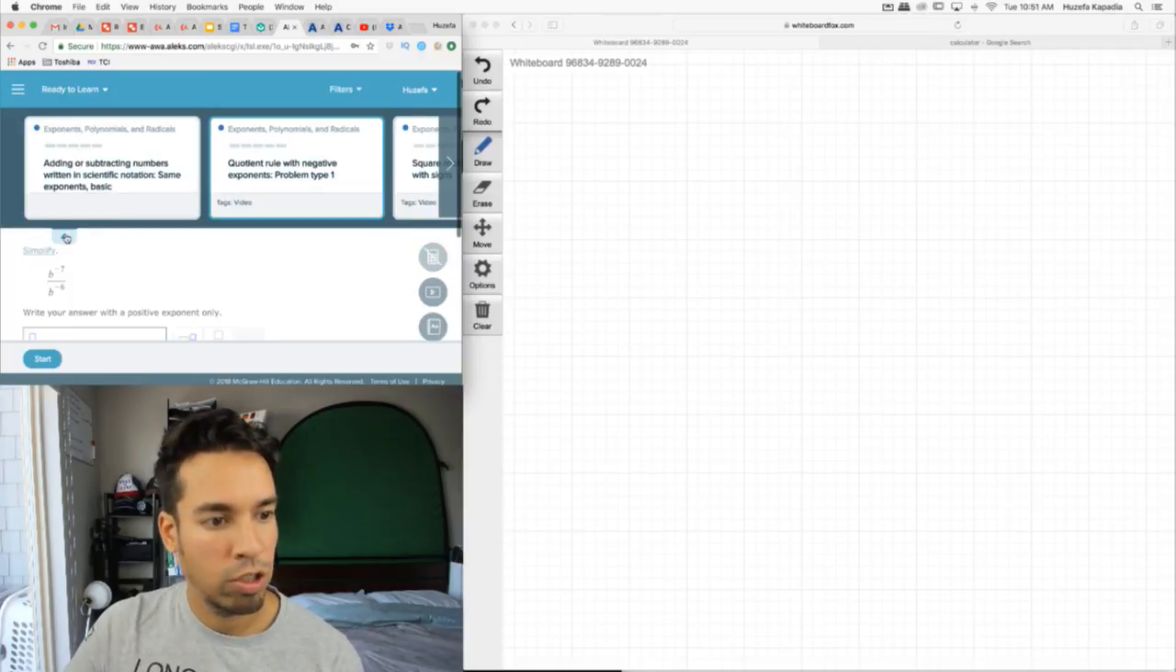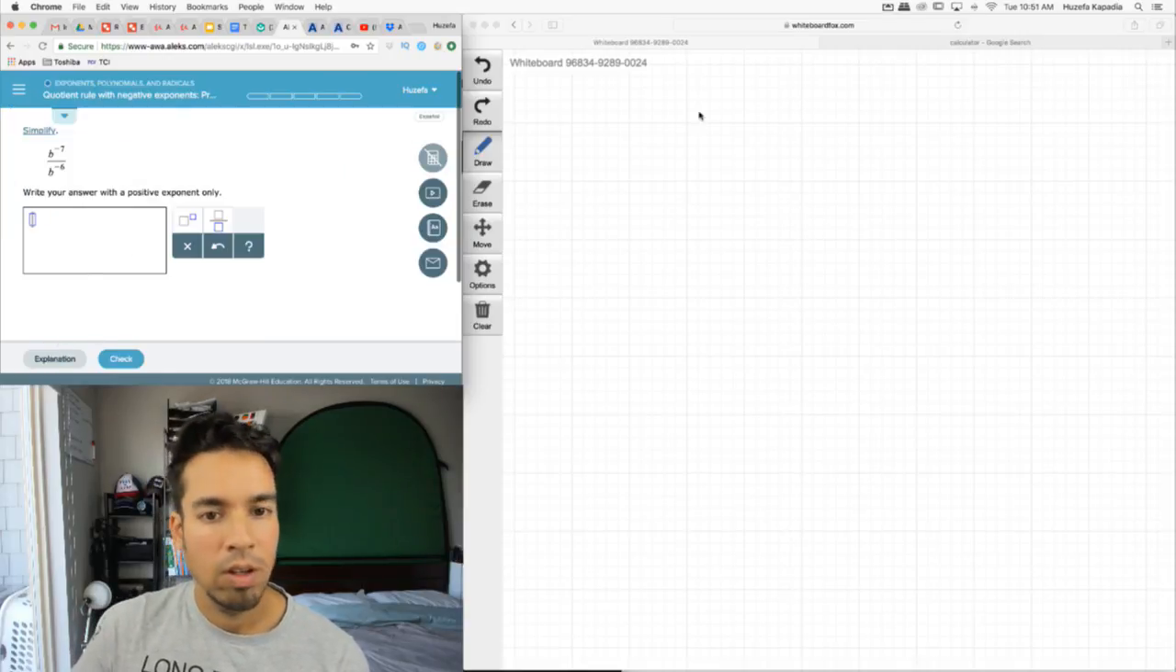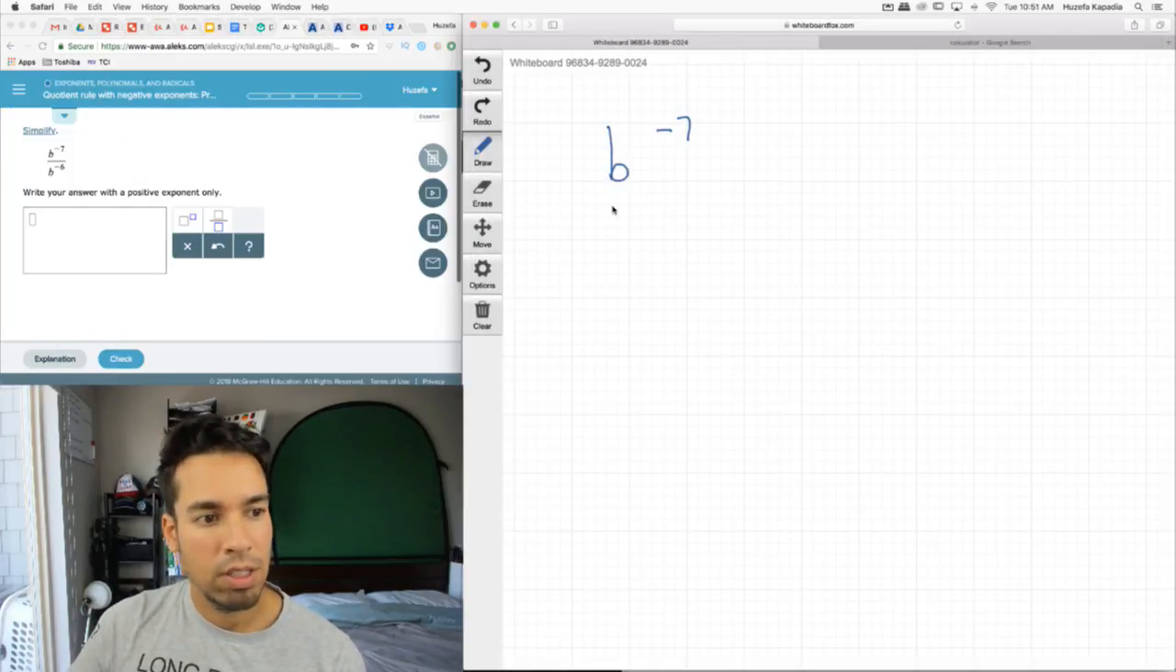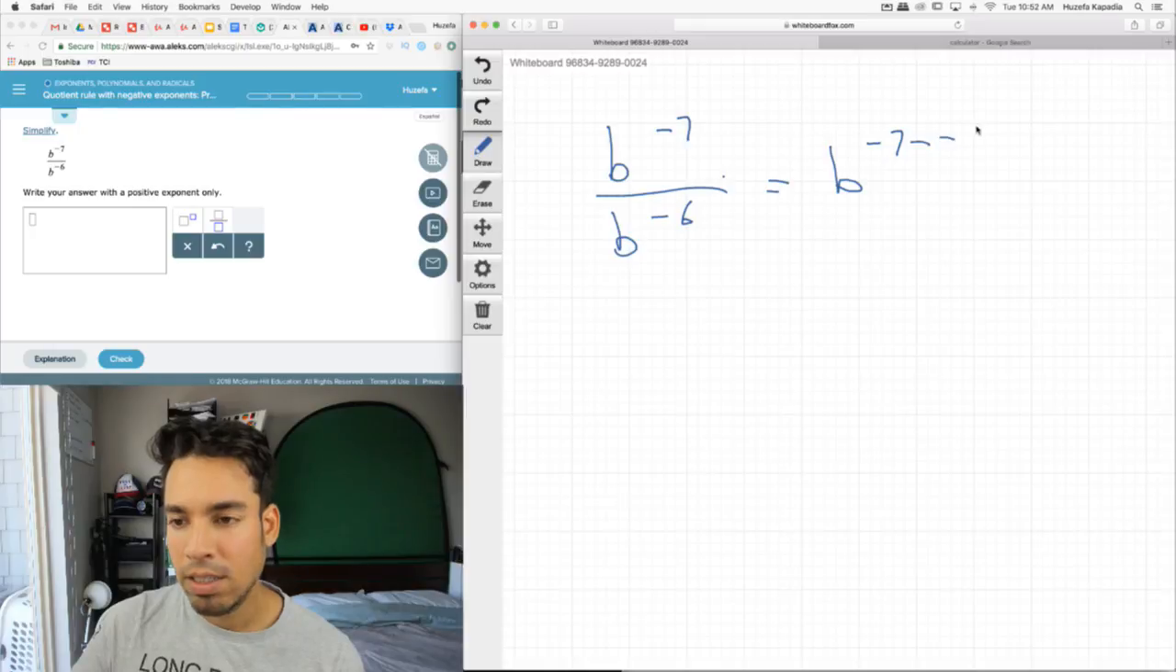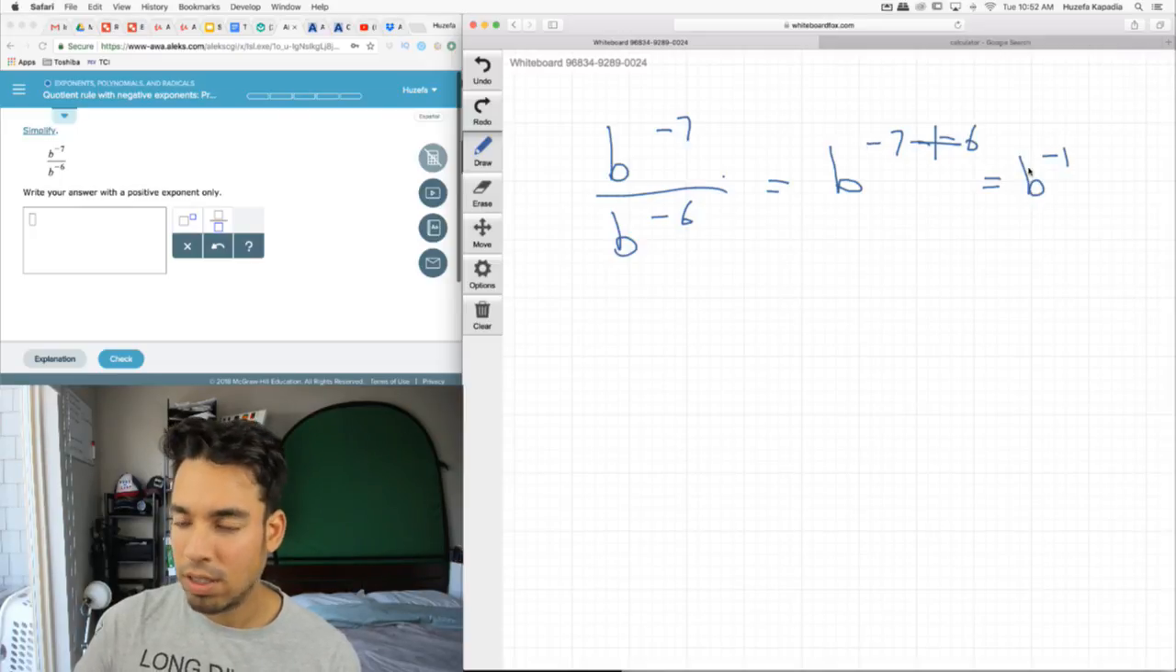Quotient rule with negative exponents, problem type 1. B to the -7 over B to the -6. And we want only positive exponents. Now, there are a couple of ways to think about this. The first way is, when we have a fraction with an exponent on top, an exponent on the bottom, and the same base, we can just subtract down. So this is the same as B to the -7 minus -6. Again, the minus and the negative become a plus, and we get B to the -1. So -7 plus 6 is -1.